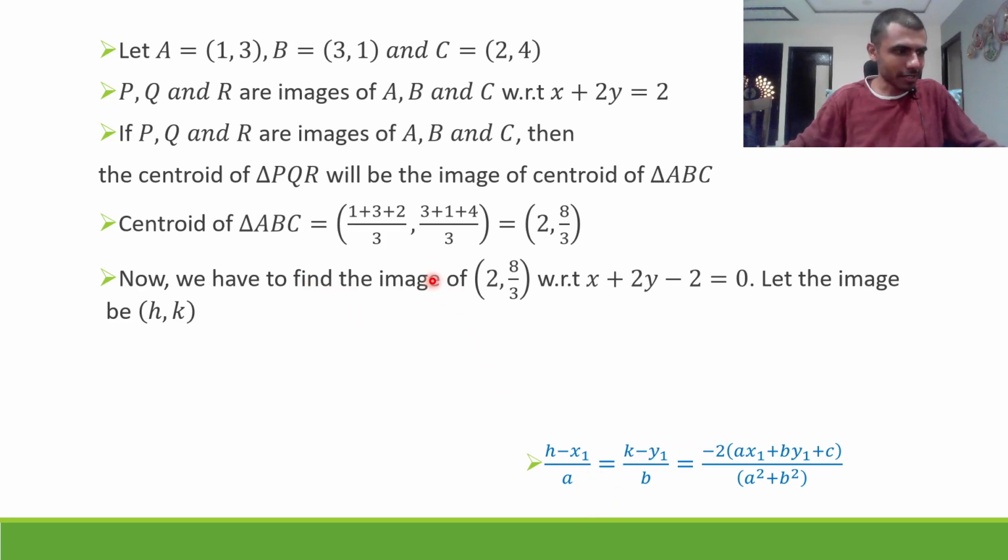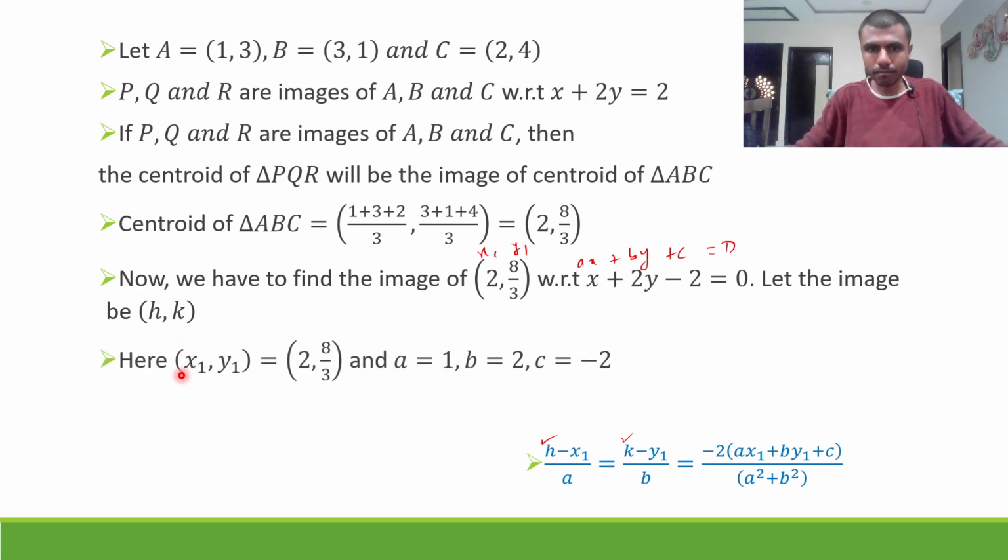Now, how to use it: this is the point x1 comma y1, and this is the line ax plus by plus c equal to 0. So a is 1, b is 2, c is minus 2. (h, k) is something which we need to find. Now, let's apply the formula.